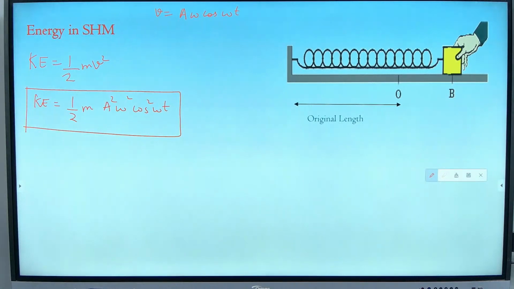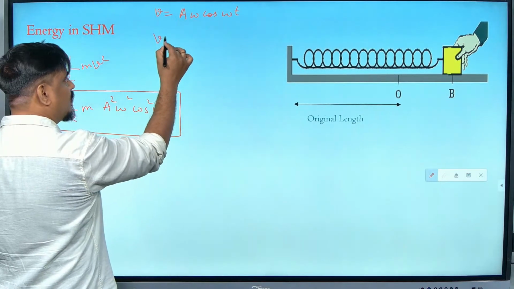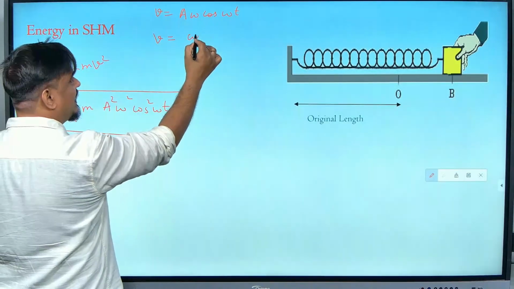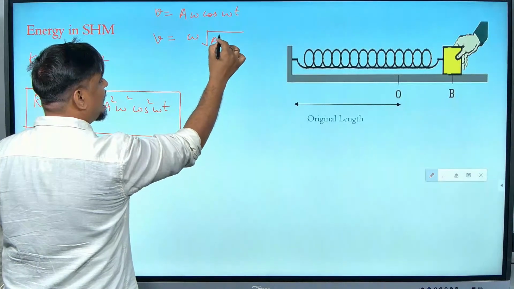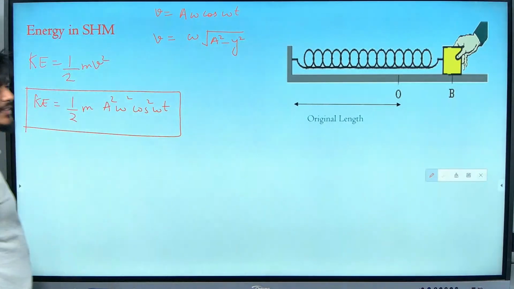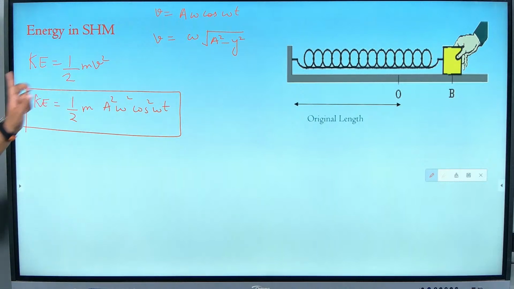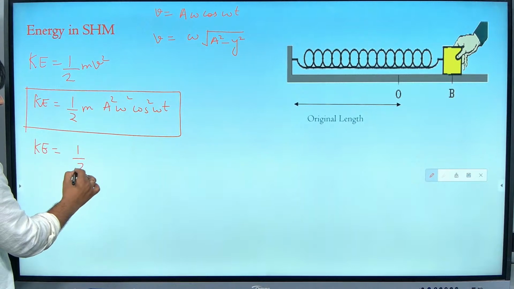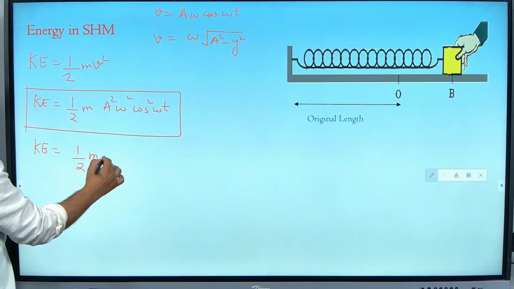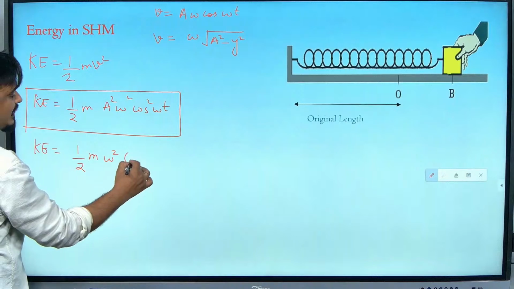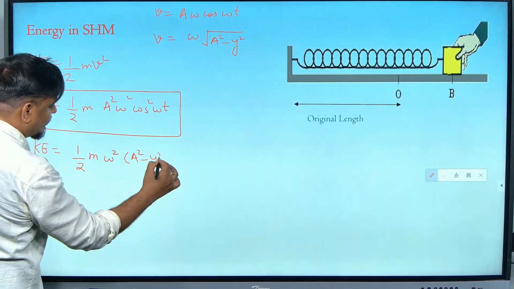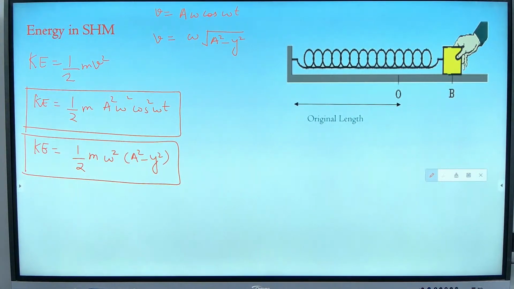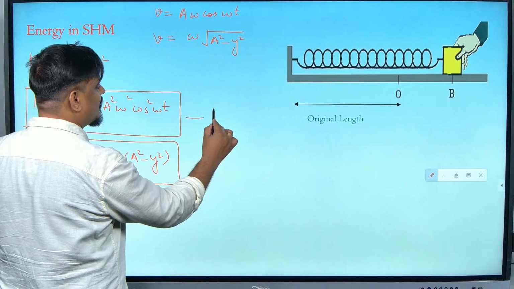Also, I told you velocity is equal to, what equation did we get that time? Omega into root over a square minus y square. Do you remember this equation in terms of displacement? So if I want to find kinetic energy in terms of displacement, I will write half into m into v square, which is omega square into a square minus y square. Is it clear to you? This is the equation of kinetic energy in terms of displacement.